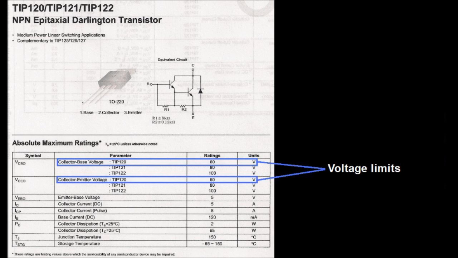The 120 can handle up to 60 volts. The 121 can handle up to 80 volts, and the 122 can handle up to 100 volts. Now remember, the complementary transistors are the same thing, except the polarities are backwards, or I should say opposite. If you look up a PNP transistor, all these settings, or all these ratings, will be negatives because it's a negative transistor that requires negative power to turn it on.